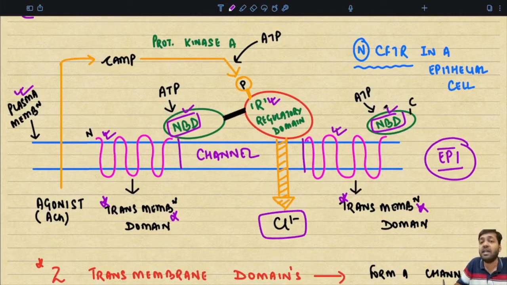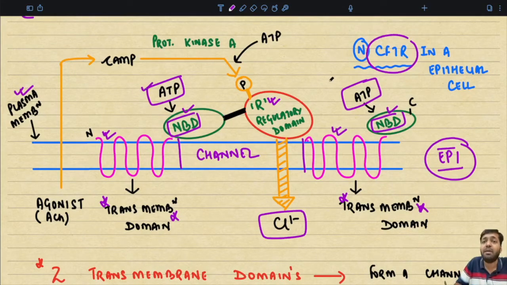Now, very importantly, there are two NBD domains, as we can appreciate. The role of this NBD domain is to provide the site for ATP attachment and hydrolysis of the ATP, and this is very important for activation of this CFTR channel. Without the ATP binding and hydrolysis, this channel cannot be activated. So for the activation of this CFTR channel, ATP binding and ATP hydrolysis is very important, and this is facilitated by phosphorylation which is taking place at the regulatory domain.